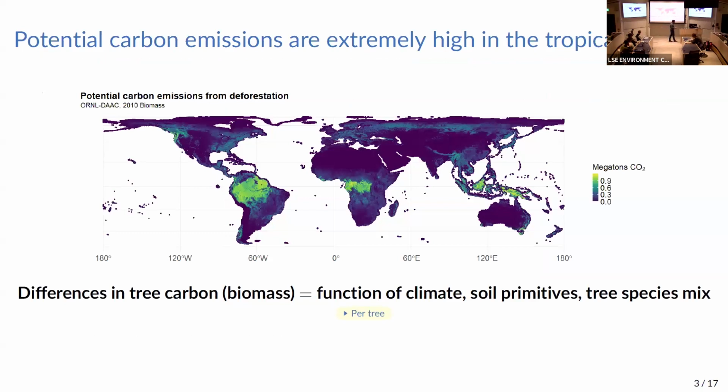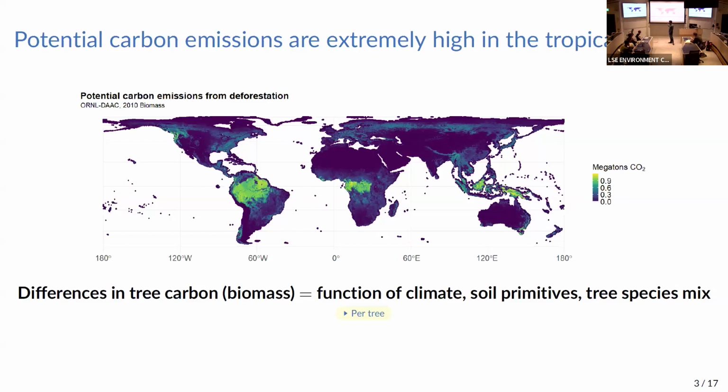To get us thinking about where in space deforestation should occur, what I'm showing you here is a map of the carbon dioxide that's currently sequestered in trees. Each pixel on this figure is a 10 by 10 kilometer grid cell, so a square somewhere in the world. There's about 1.6 million of these total on this figure. And the more yellow or bright a particular pixel is, the more carbon dioxide is stored in that tree.